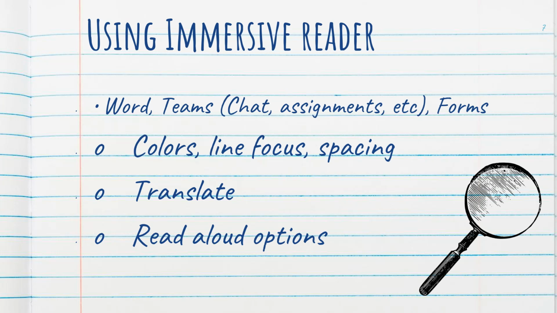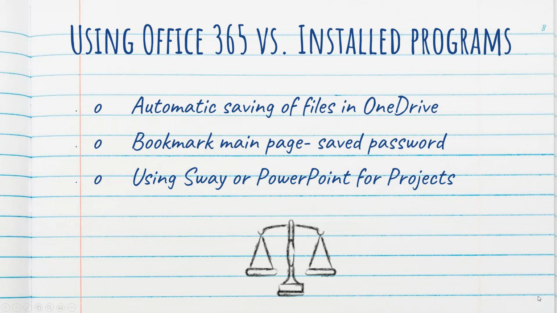As we talked about, Immersive Reader is not only available in Teams, it's available in Microsoft Word, it's available in Forms, and there's a series of options that you can use, not only from identifying colors, translating in your language, having the system read it aloud. These are tools to help you understand the material better. You're going to be faced sometimes with the difficulty of deciding, do I use the Online 365, the browser version, or do I use an installed program?